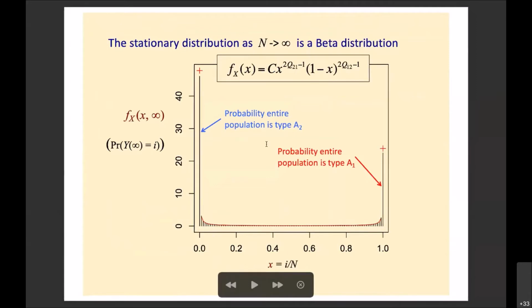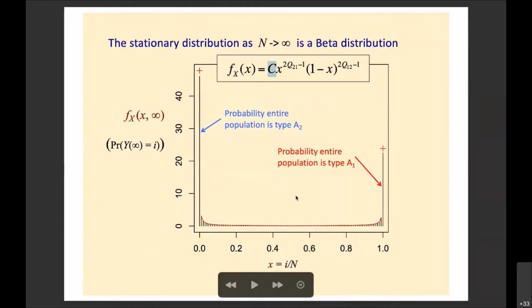So x runs between 0 and 1. The red line here, just ignore the vertical black lines for a second. The red line, you can see it running along the bottom there, and it runs up and shoots off to infinity at both ends. The red line is the beta distribution. It's this function here plotted out. Don't worry too much about the C. That's just a normalization to make it integrate up to 1.